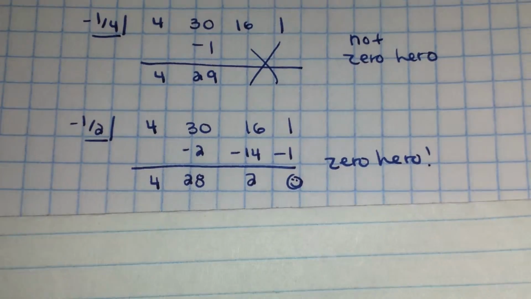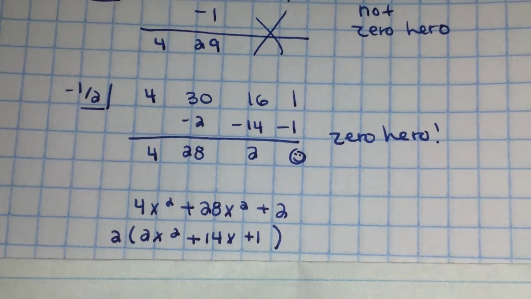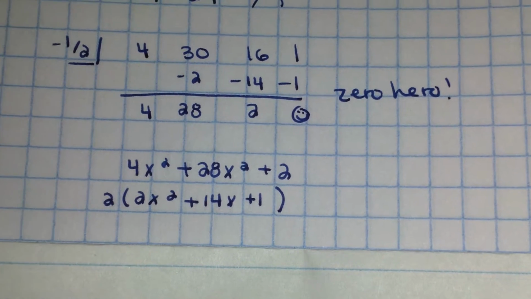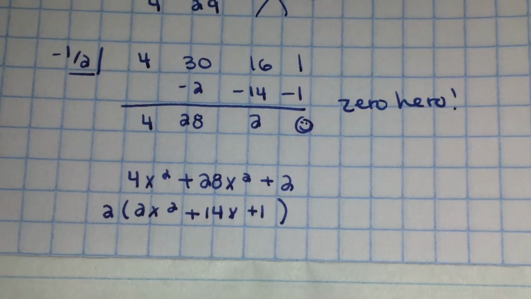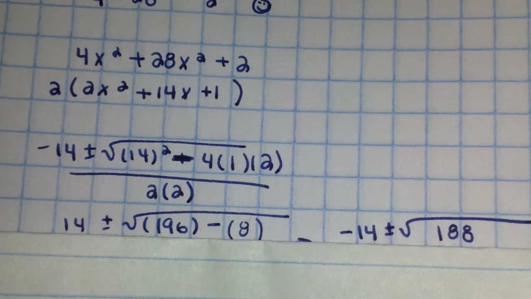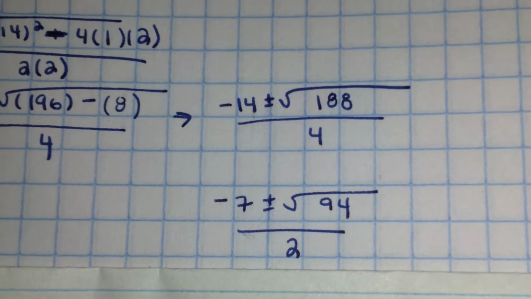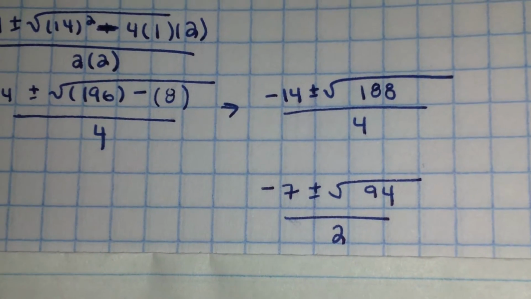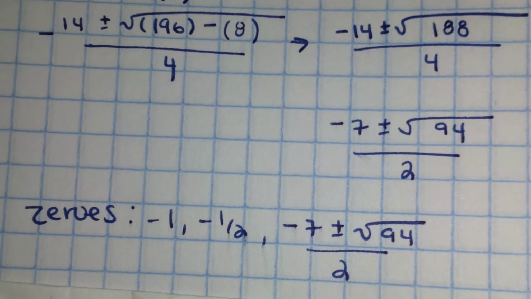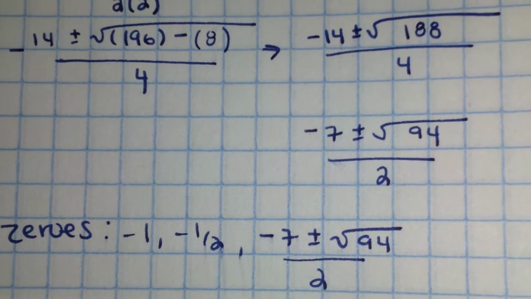And now because you have a quadratic, you can factor out the GCF, and that turns out to be 2. And then because this isn't factorable, you will have to use the quadratic formula, and you just continue solving, and that will be your answer. So after you get that, you will find that your zeros are -1 and -1/2 and -7 plus or minus radical 94 all over 2.